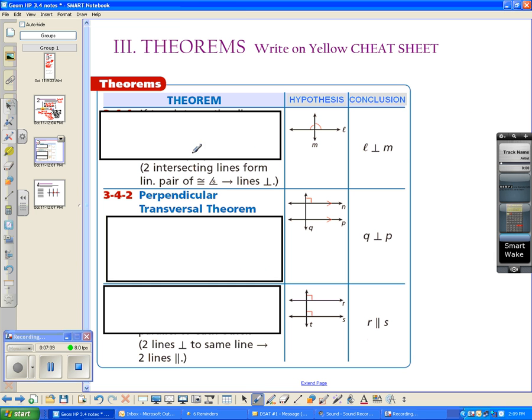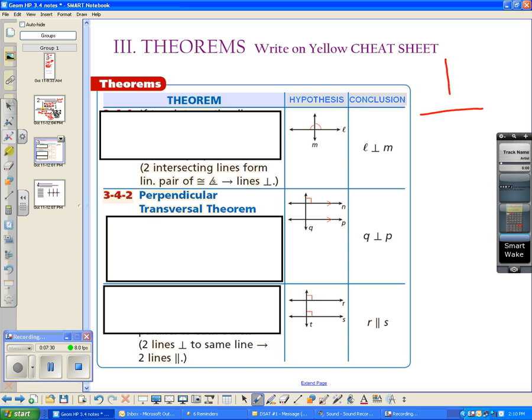The first theorem doesn't have a name. So again, I would write this on your yellow cheat sheet, pause the video. The first one doesn't have a nice name. You would have to write this in your proof. If 2 intersecting lines form a linear pair of congruent angles, then the lines are perpendicular. And you would draw this picture in your hypothesis and put this in your conclusion. And this is just what we did a problem on.